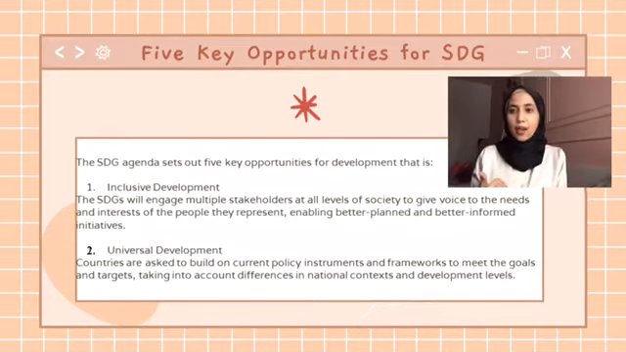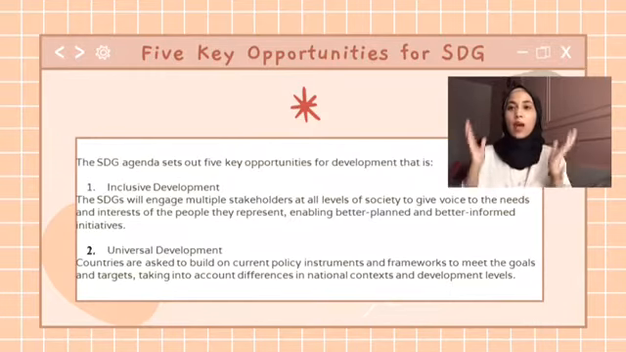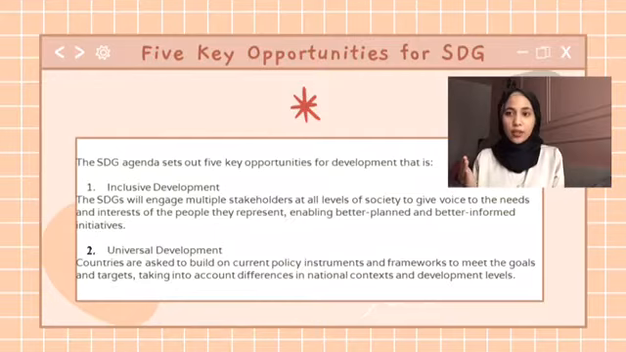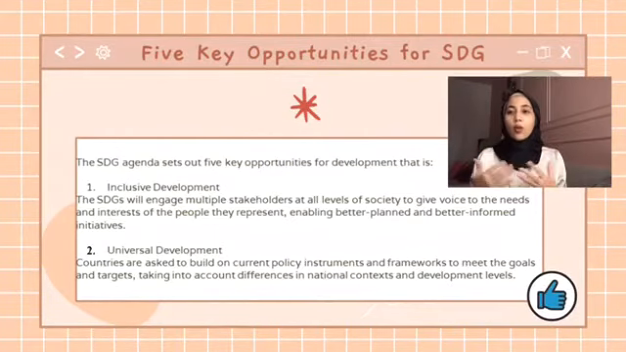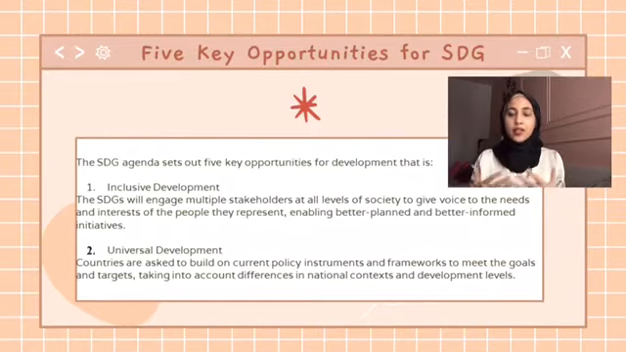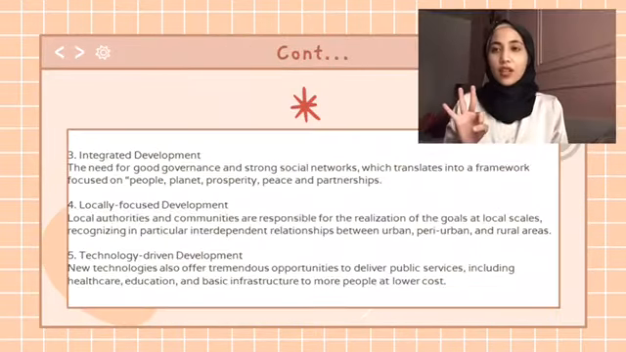The second key opportunity is universal development. Countries throughout the globe will be asked to build on current policy instruments and frameworks to meet the goals and targets, taking into account differences in national contexts and development levels. This means that the rich countries will add assistance through finances and technology in order for them to tackle the concerns that I've mentioned before.